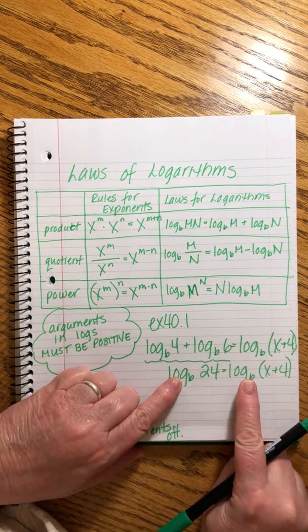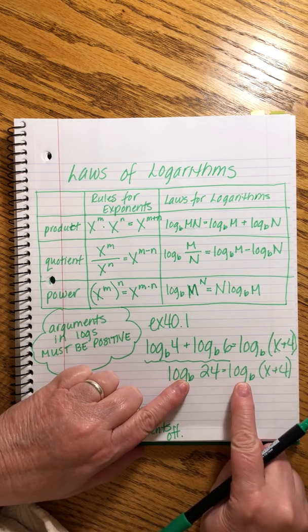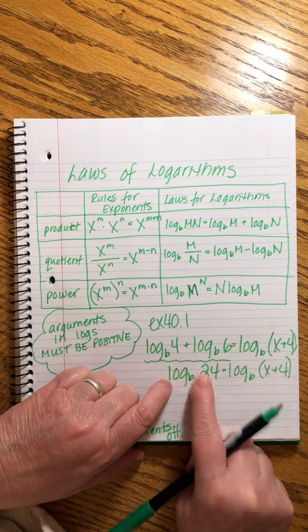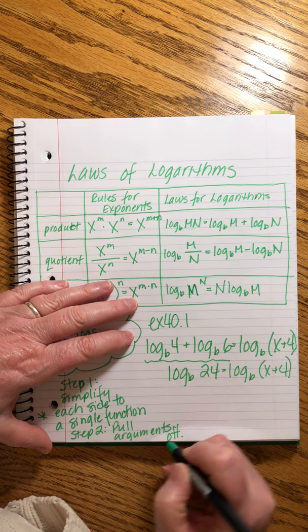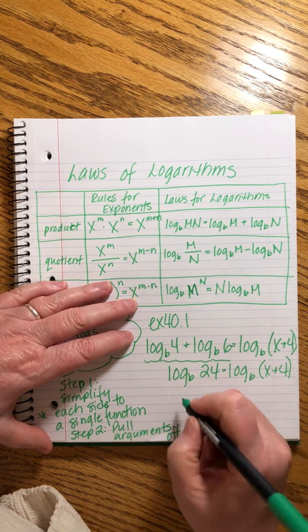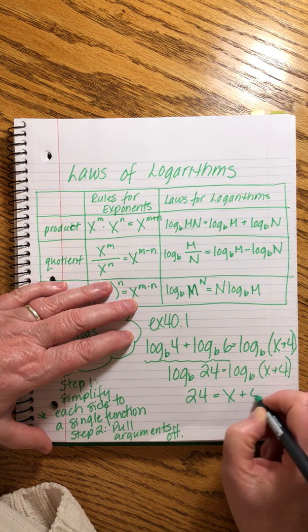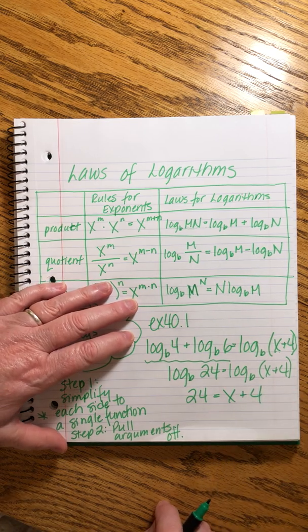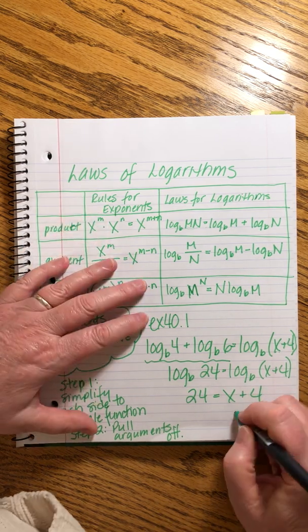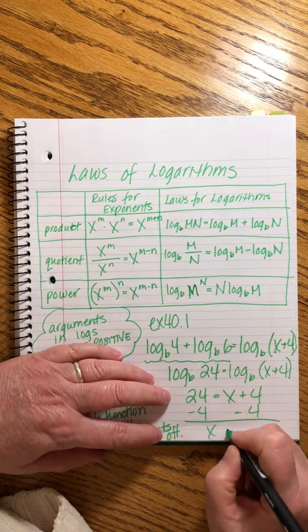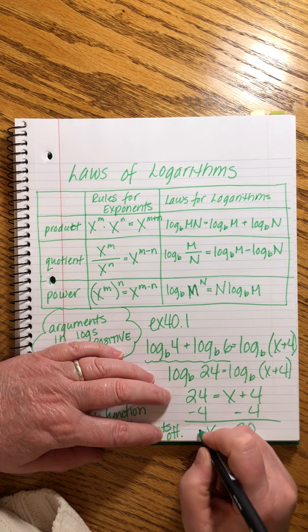But once you get each side of the equation to a log with a matching base, and it's just a single argument, then you can pull it off. That's what I said here. Pull the arguments off, and we will simply have 24 equals x plus 4. So easy, right? And we subtract 4 from both sides, and we get x equals 20, and that is the correct answer.